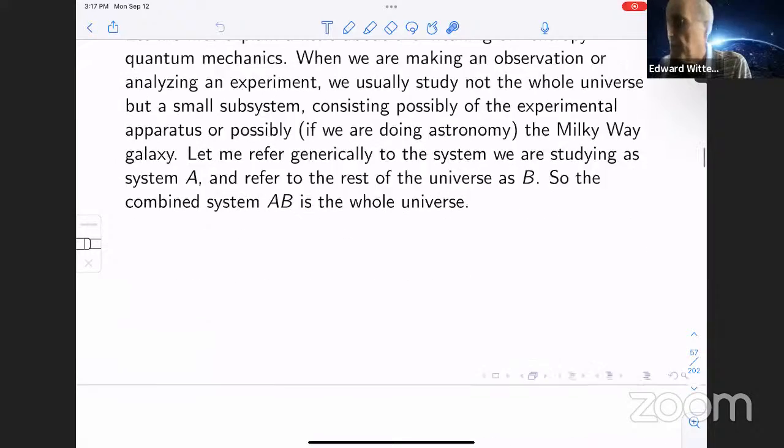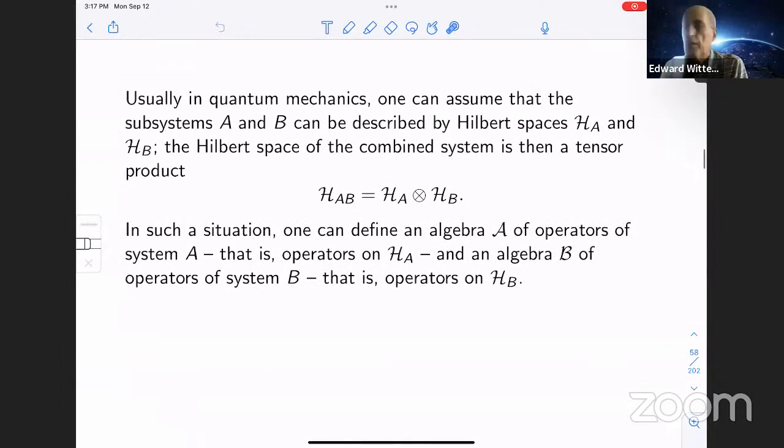So the combined system AB is then the whole universe. Now, usually in quantum mechanics, we assume that each subsystem has its own Hilbert space, HA or HB. And then the Hilbert space of the combined system is a tensor product. So the combined system AB has a Hilbert space HA tensor HB.